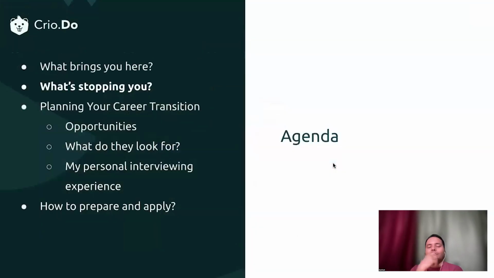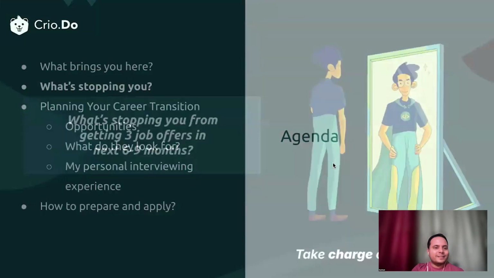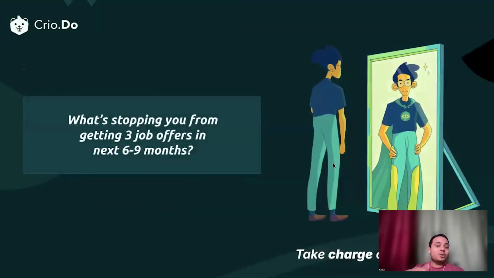Now, we understood what's the goal, what we will get at the other side of the fence, and things are very exciting out there. But then why are we not able to achieve it? What's exactly stopping you from getting those big job offers?